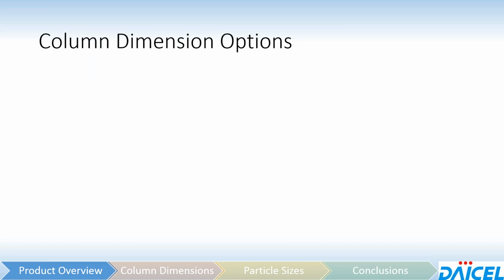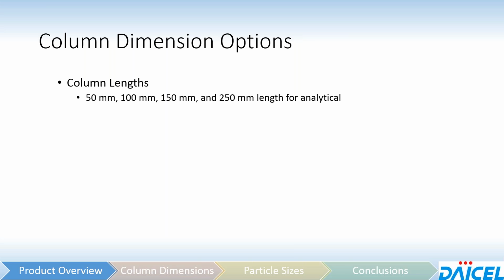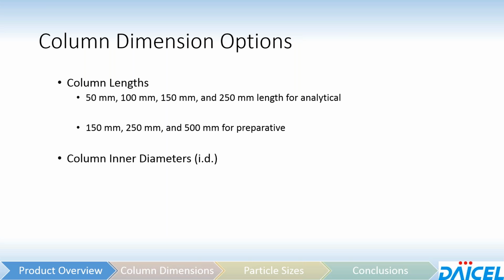So what we offer as far as column dimension options goes, if we look at just column lengths for analytical columns, everywhere from 50 millimeter, 100 millimeter, 150 millimeter, and 250 millimeter length, and for preparative scale, 150 millimeter length, 250, as well as a larger 500 millimeter length column.